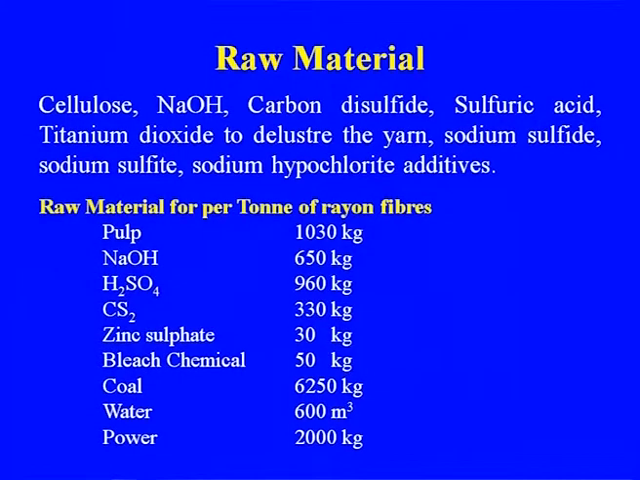Another important raw material that we are using is carbon disulfide in case of the viscose rayon, and acetic acid and acetic anhydride in case of the other rayons. This is the requirement of the various raw materials for the rayon fiber: pulp, NaOH, H2SO4, carbon disulfide, zinc sulfate, because here the spinning is done by wet spinning. This is called regeneration, wet spinning, that is being done in case of the viscose rayon and other rayons.